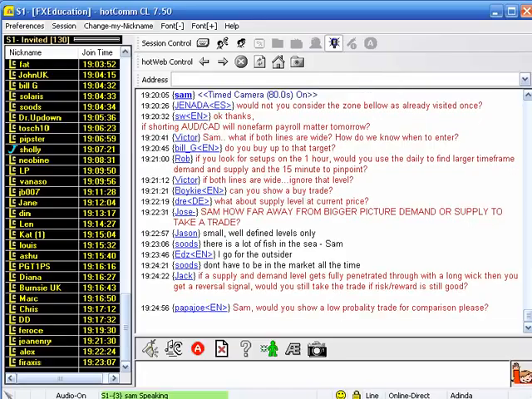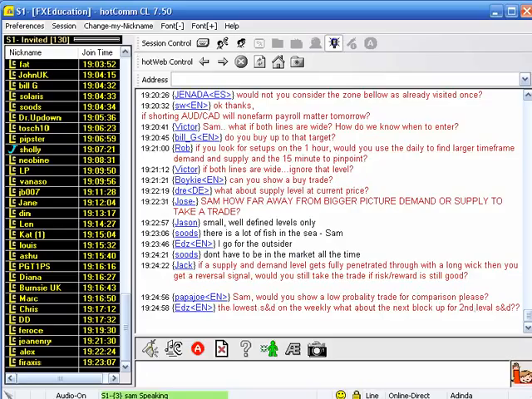Jack, a couple more questions here, and then we'll move on. If a supply-demand level gets fully penetrated through a long wick, then you get a reversal signal. Would you take the trade, or are we still good? Jack, if price went through a level, I would say that level's no good anymore, because if it was a strong level, it is physically impossible for price to go through it. You know what I mean? So I would go look for the next one.